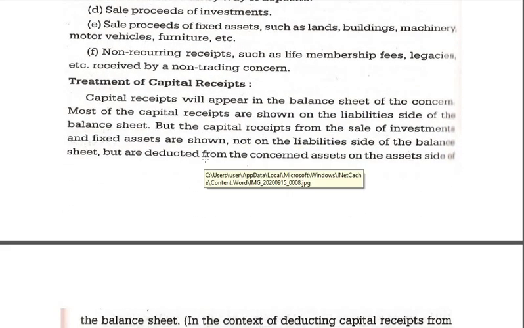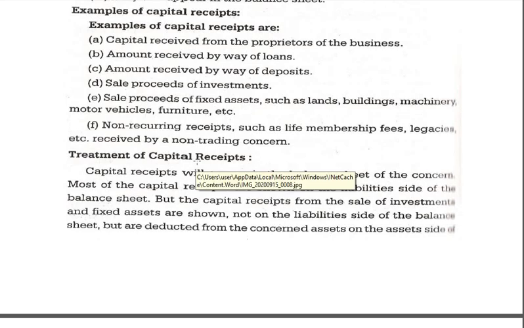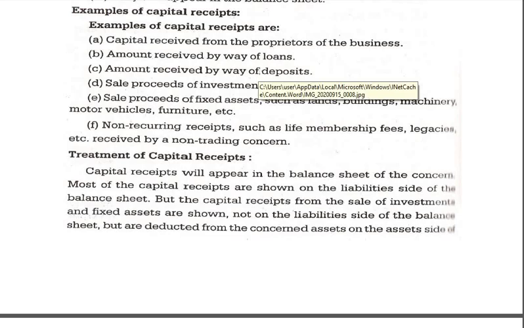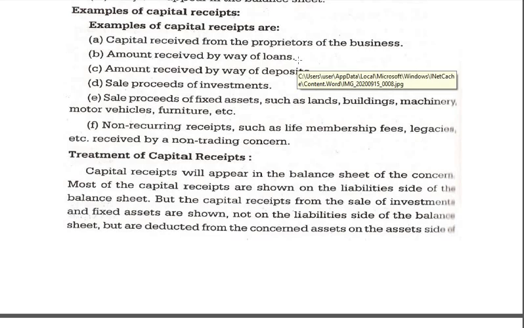What is the treatment of capital receipt? There are two things. One is that it will be shown as a liability. For example, deposits received from somebody will be shown as a liability on the liability side of the balance sheet. Similarly, any loan received or loan taken from somebody, so amount received by way of loans, is also shown as a liability.